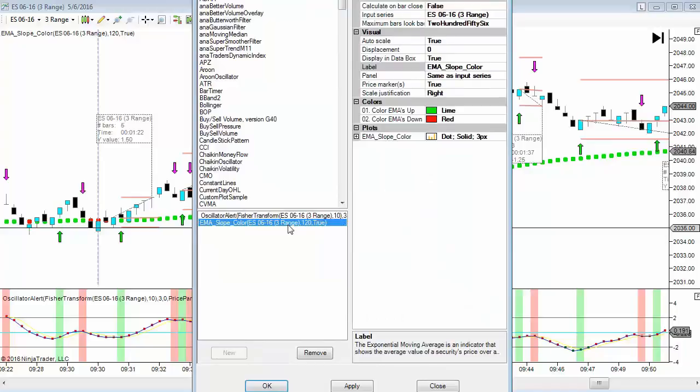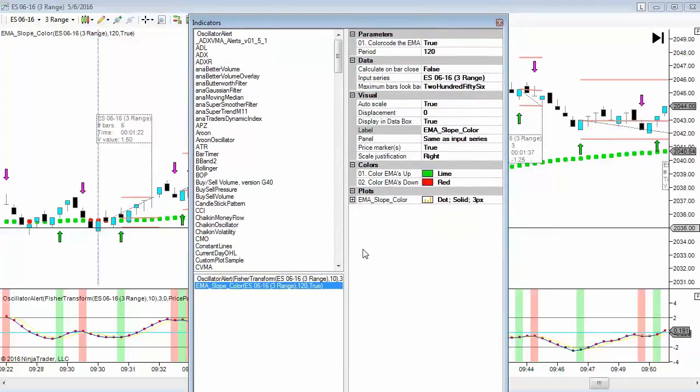The first one is an old friend. You've seen me use it a number of times before. It's the EMA-Slope-Color indicator. While it's really simple in its performance, it's incredibly intuitive in its display of trend. I've set it to use a 120 period exponential moving average, and I've told the indicator, when your slope is up, when things are getting better and rising, I want you to be green and a dot. And conversely, when you're starting to fall, I want you to be red and a dot.